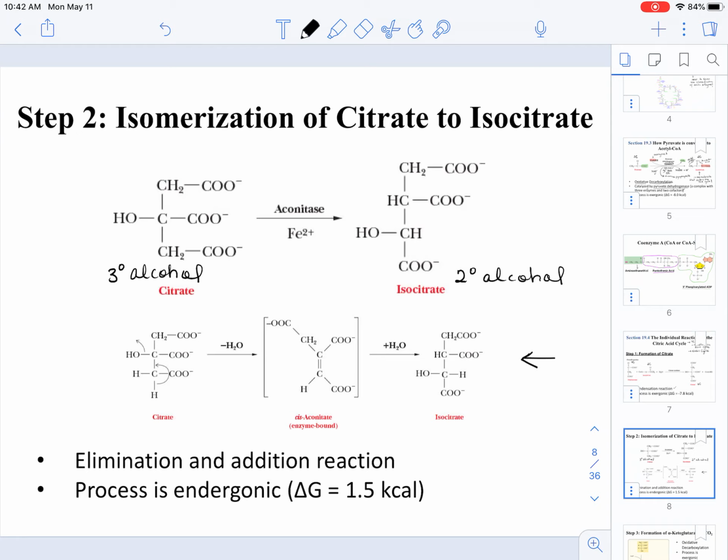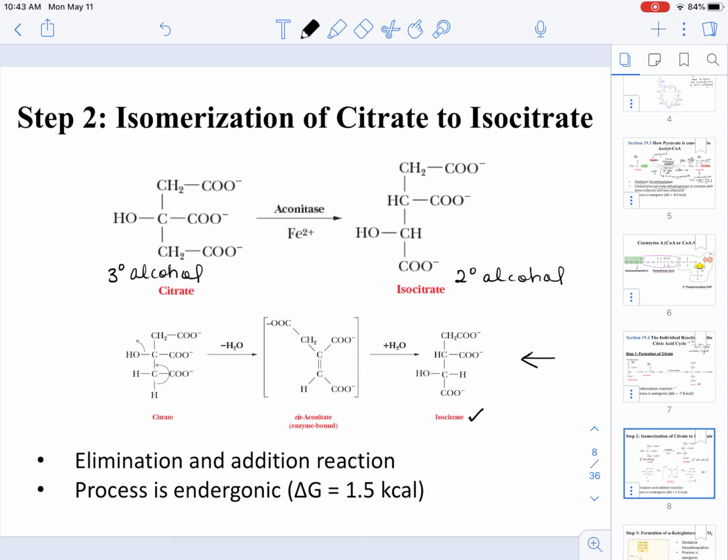As you can see, citrate gets dehydrated. It forms a carbon-carbon double bond. So after the dehydration, we're going to be making an alkene. Then that alkene, we're going to be doing a hydration reaction. So this is dehydration followed by hydration. In a way, elimination followed by addition. And that's how the molecule results in the formation of isocitrate.